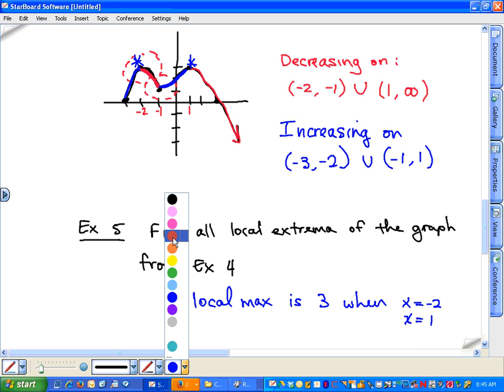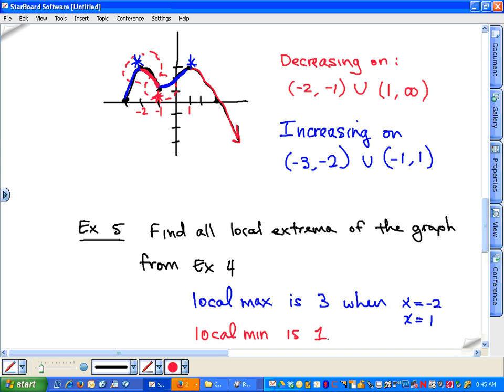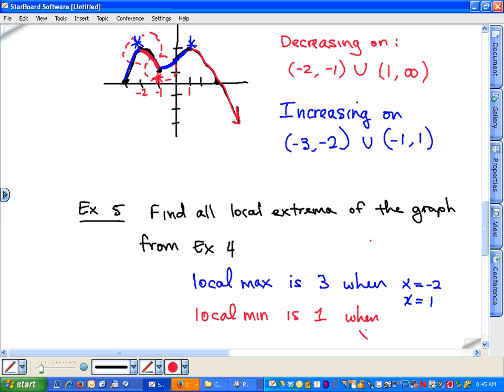Okay, and if we consider this point down here, this is another point at which the function switches from decreasing to increasing, so that's an extremum. But we would call that a local minimum. And again, it's the y value that we described. What is the y value of that point? 1. So the local minimum is 1 when x equals -1.